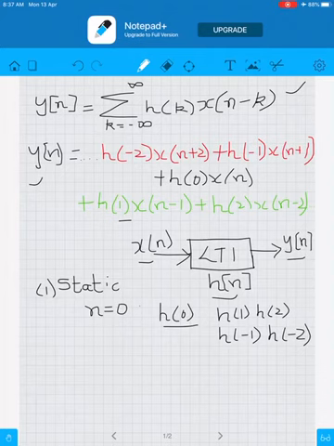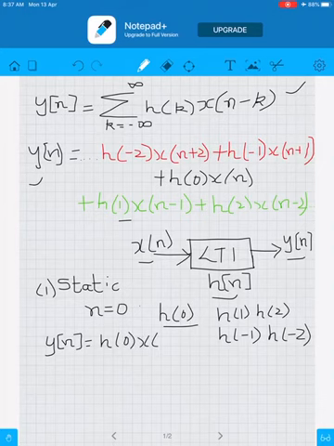Only then will y of n be in the form of h of 0 into x of n. Only then the output will be dependent on the current value of the input.